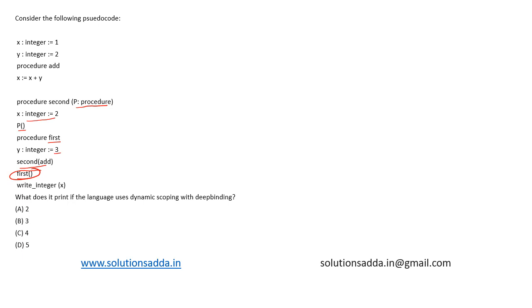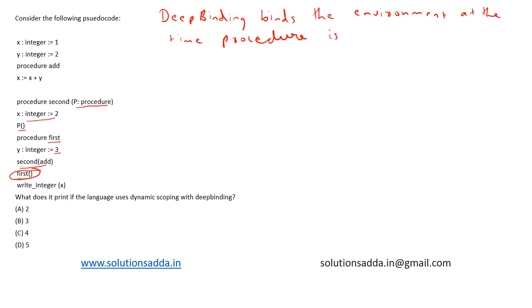So the major point is deep binding binds the environment at the time the procedure is passed as an argument. This is the important point. Deep binding binds the environment at the time the procedure is passed. Now based on this concept and dynamic scoping, let's try to solve it.